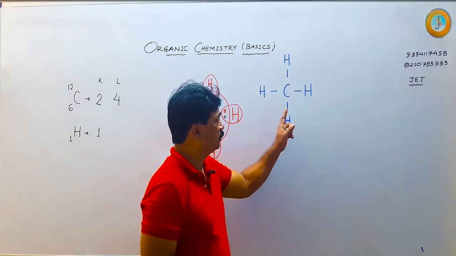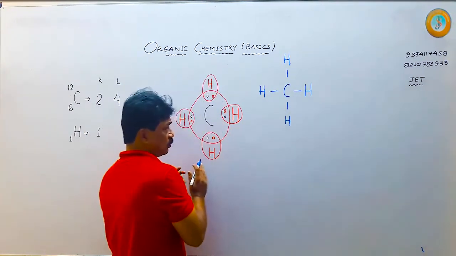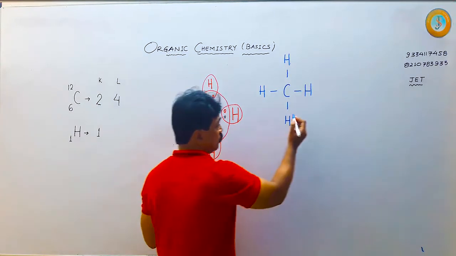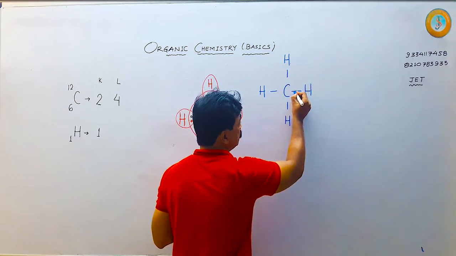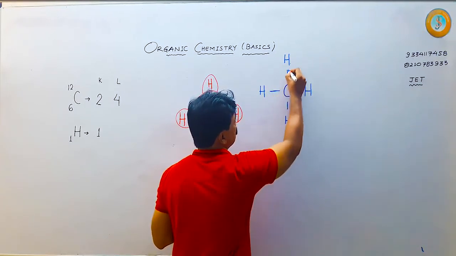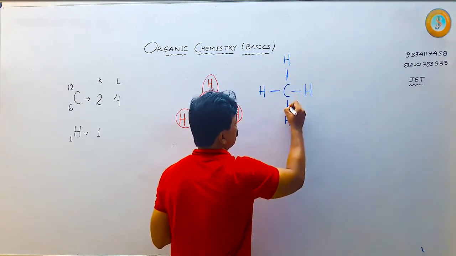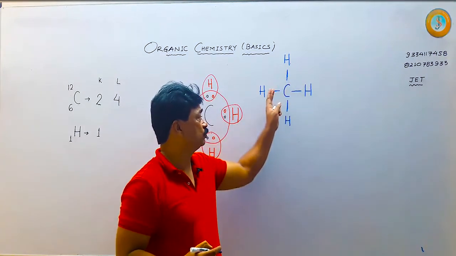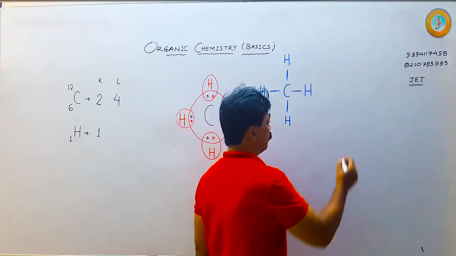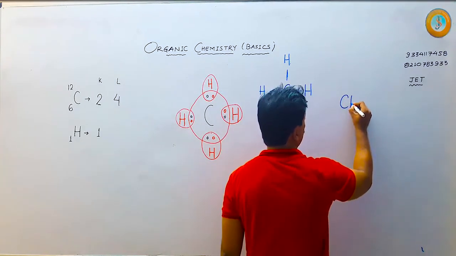Because once you write this electronic dot formula, this is called the structural formula. Have a look nicely. One stick, if both sides contain an element, then one stick is one shared pair of electrons. So 2, 4, 6, 8. So this is the formula of the methane molecule.